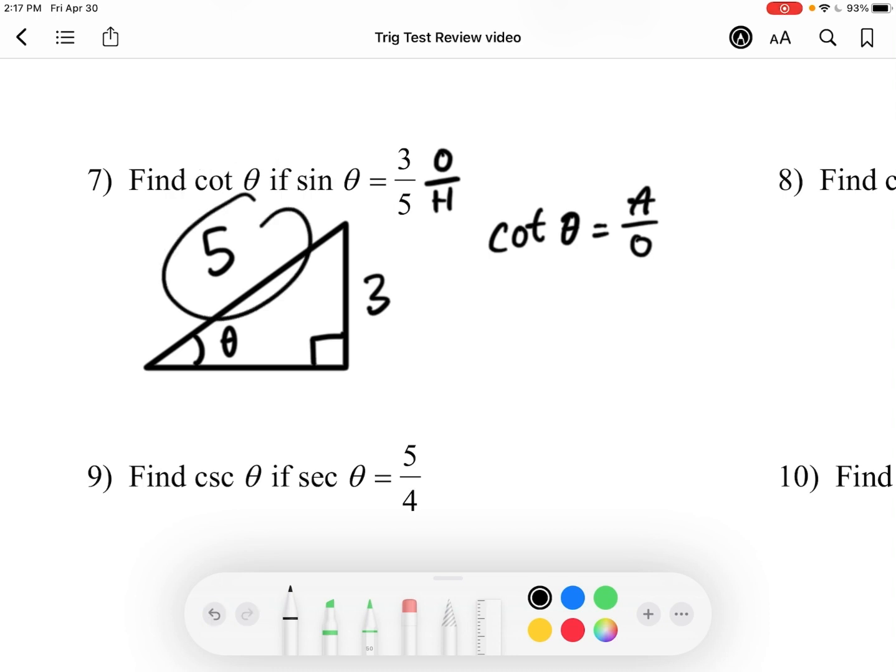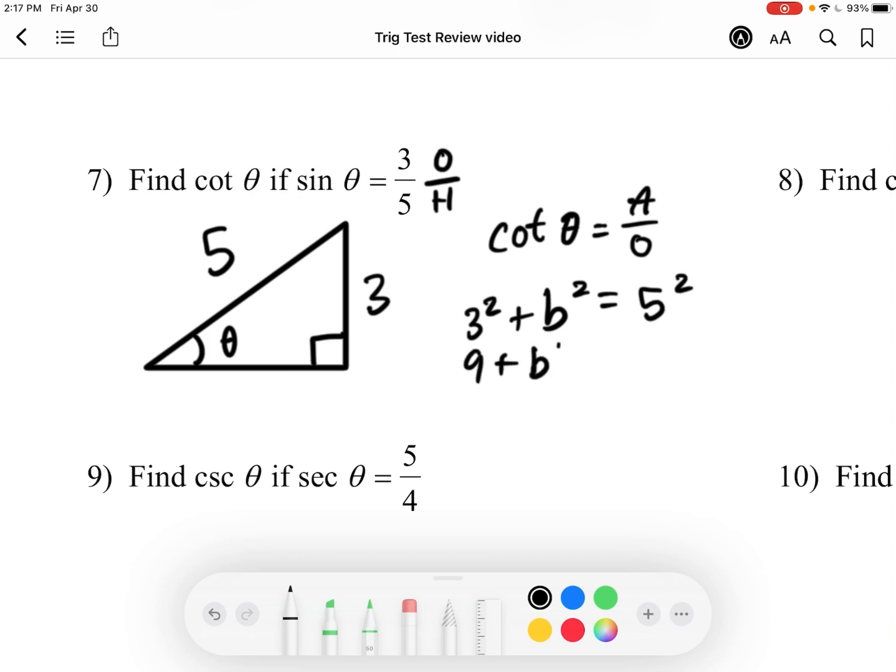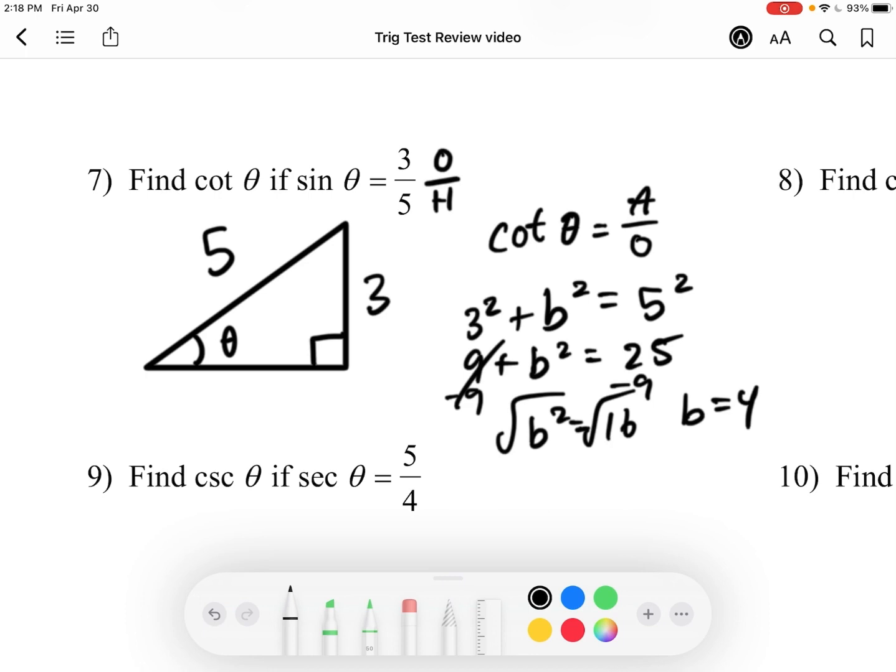So we're given the hypotenuse. We're going to use the Pythagorean theorem. So we're going to do 3 squared, which is this side right here, plus b squared, which is the missing side, is equal to the hypotenuse squared, so 5 squared. All right, so 3 squared is 9. 5 squared is 25. I'm going to subtract 9 from both sides. So we get b squared is equal to 16. Then you take the square root of both sides, and you get b is equal to 4. So our missing side is 4.